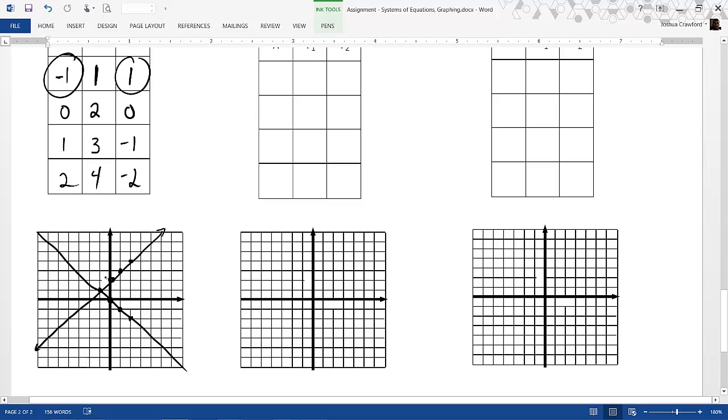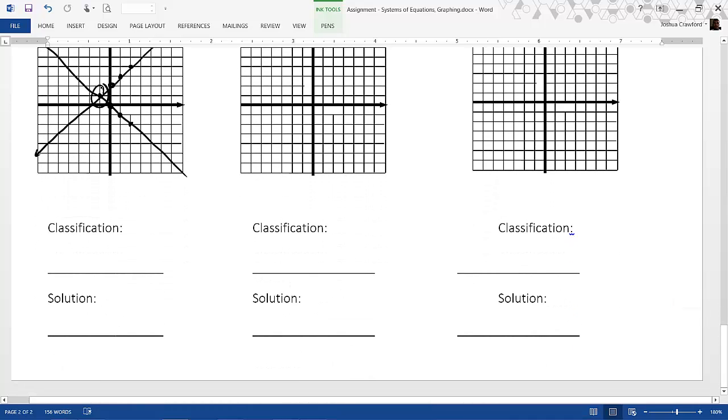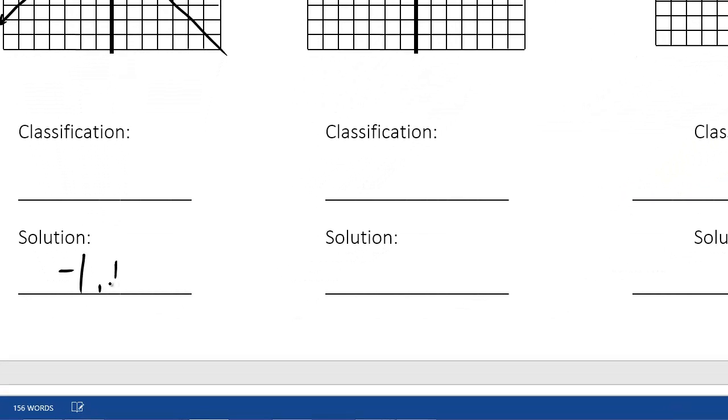Okay, so we have one intersection point, and that is the solution. So this point right here is negative 1, positive 1. So put that right there. Again, one solution, independent.